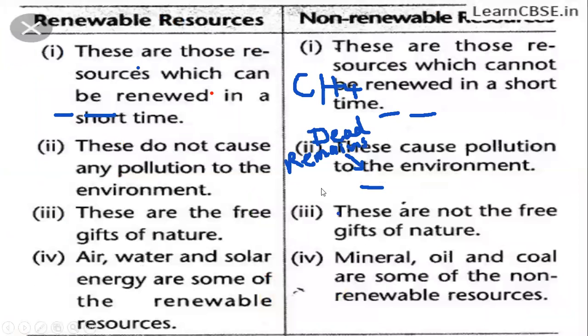Okay, so now hopefully you understand about this. Resources that are non-renewable.